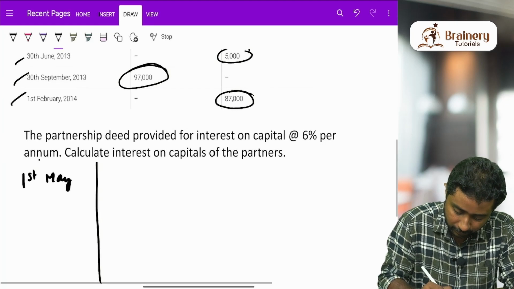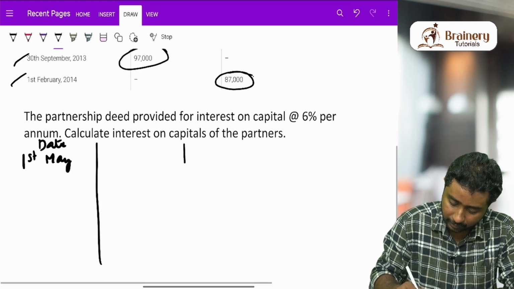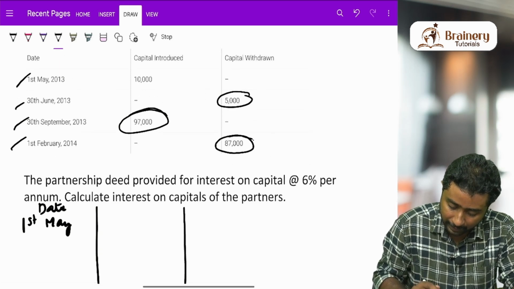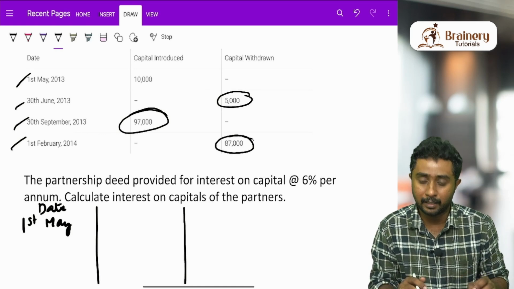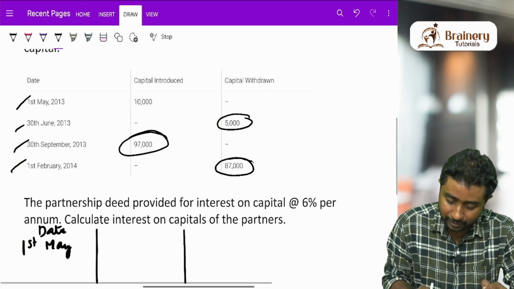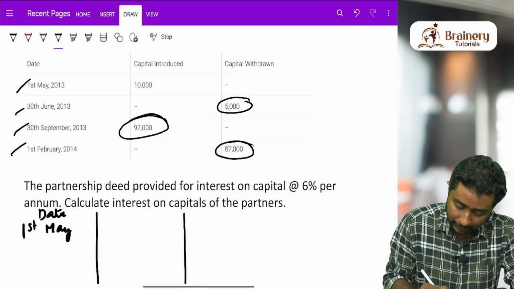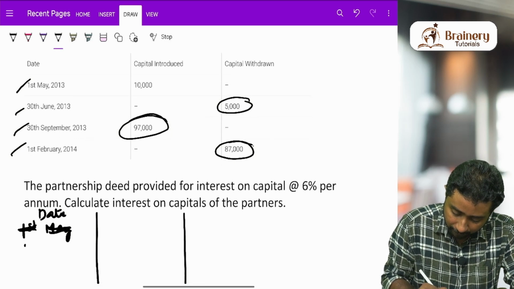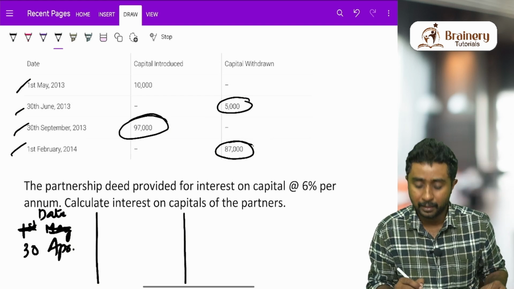Okay, so these are the date column. This is the available capital until that date. Available capital until that day. So if you calculate on 1st May, even 1st May, when I write it, you may be getting confused. So I will just take it like this. I will write 30th April instead of this.